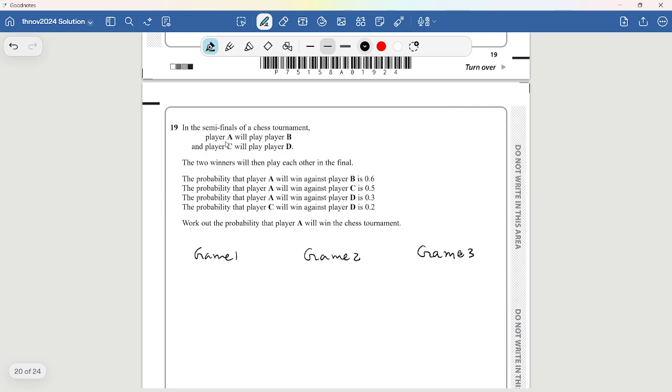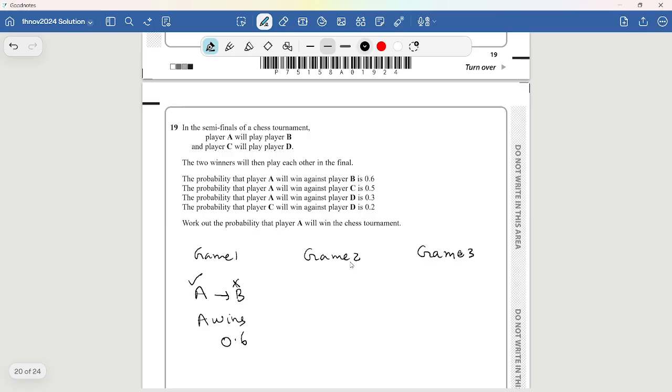Game 1 is played by A and B. To make A the winner, A has to win against B. So A wins, and the probability of A winning against B is 0.6.